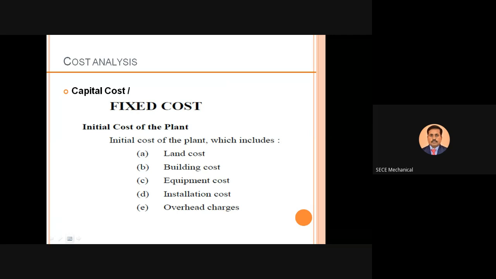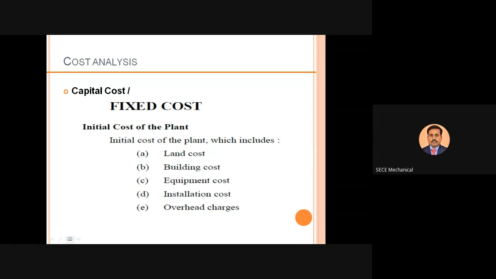What is the importance of land cost? Why do you want to study the land cost? Say some of the importance of land cost. Because when you want to implement a power plant, a huge amount of area is required, right? Say yes or no. Yes, sir. So if a lot of land is required, we have to discuss it, no.